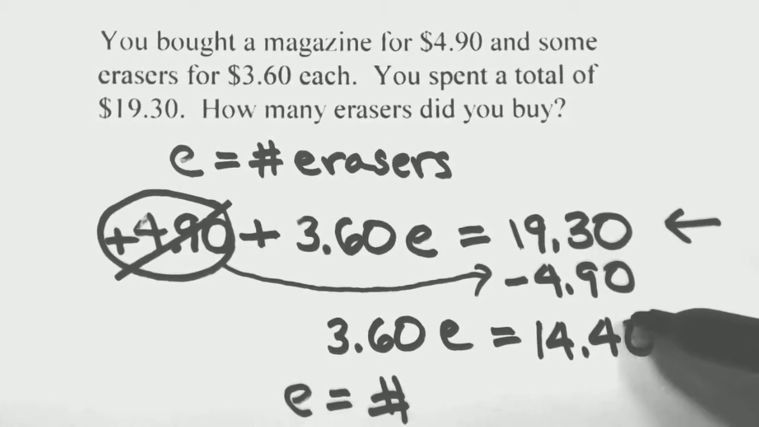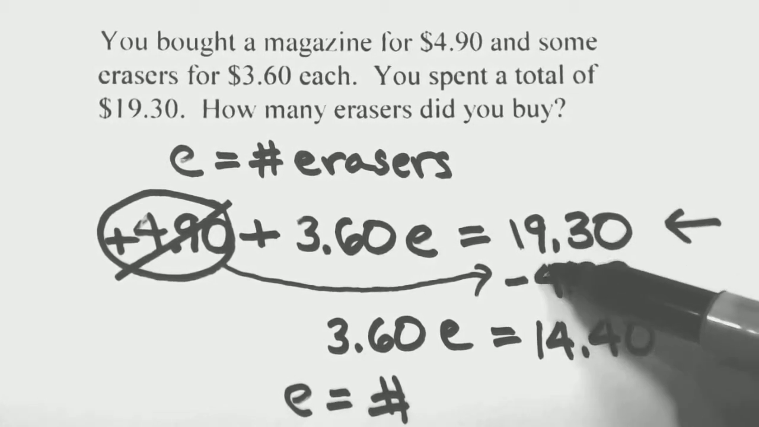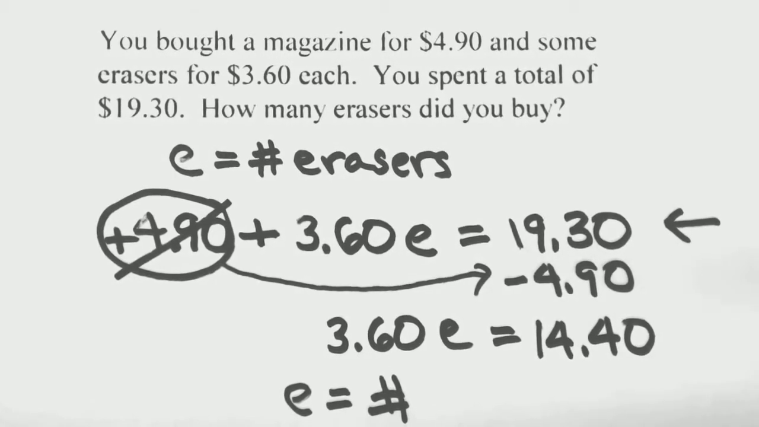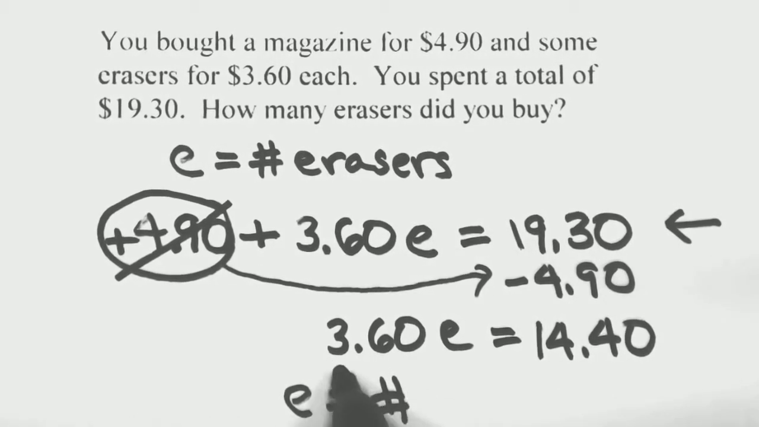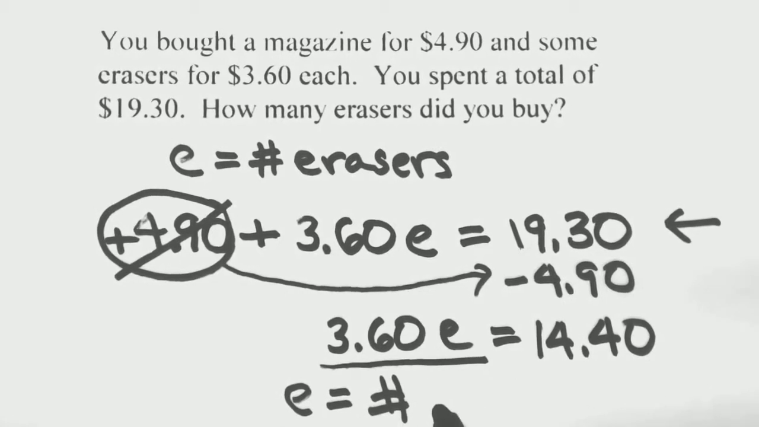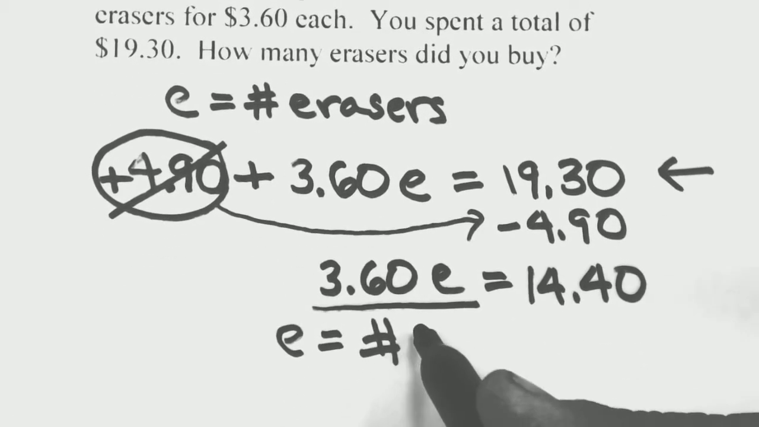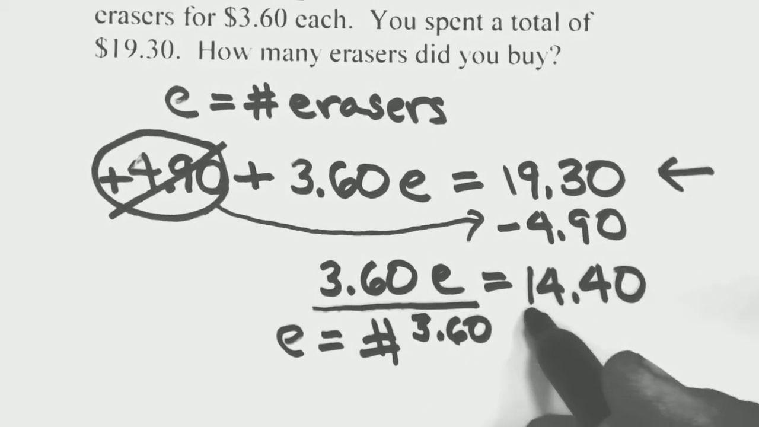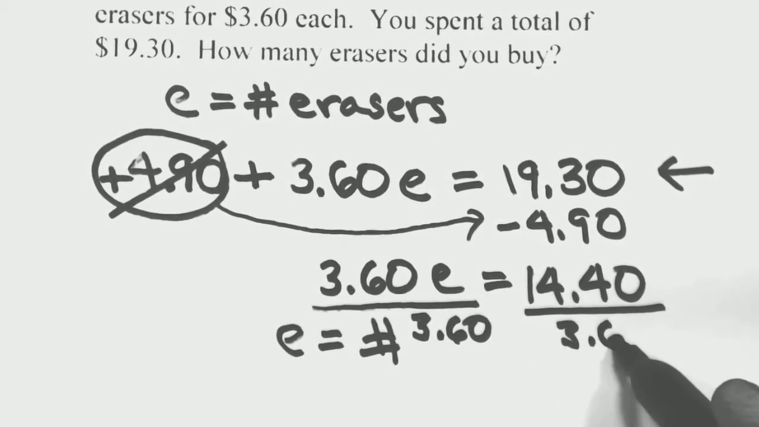Now let's double check that. Positive's going to win. 0 and 0 is 0. 4 and 9 is 13. Carry the 1. 4 and 14 is 18. And 1 is 19. Looks real good. Okay, well, the next thing I've got to do here is divide both sides by the 3.60. I'll have to kind of squeeze it in here. There it is. But I've got to do the same thing over here.